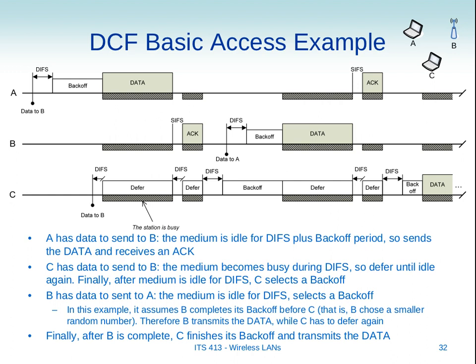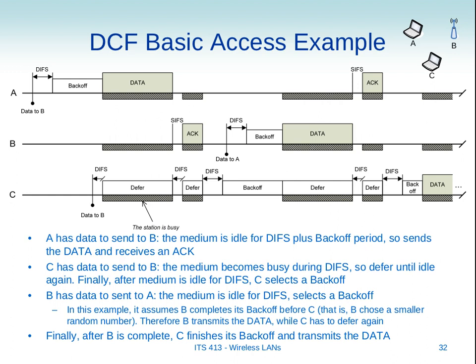Collision. B completes the back off at 1530. No one was transmitting during that time. Access point completes its back off at exactly the same time. No one was transmitting in that time. Therefore, that would allow each of them to transmit. B would be transmitting its data, and at the same time, access point would start transmitting data.